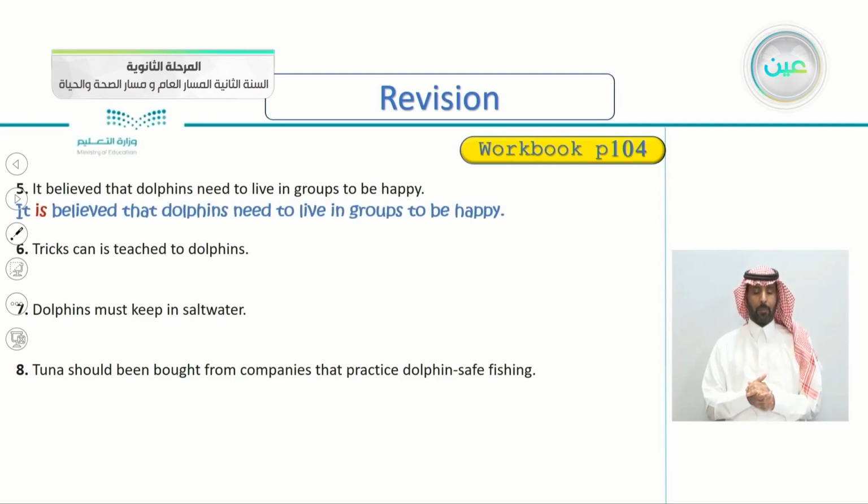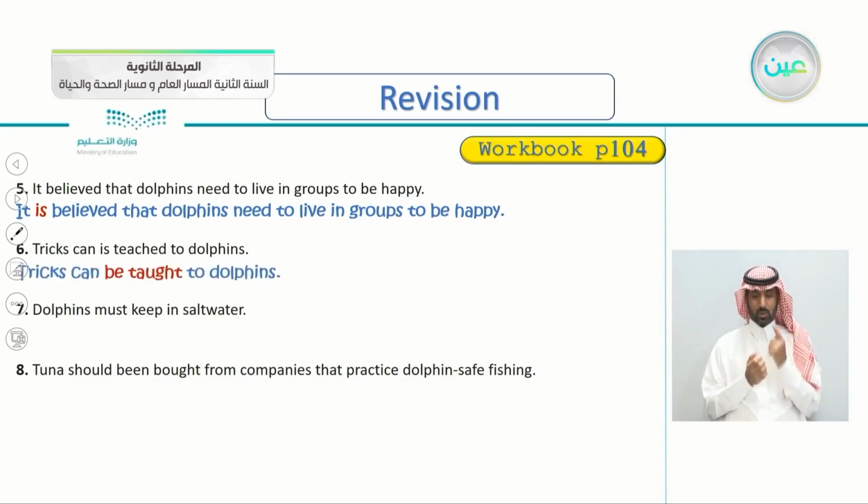Yes, very good. It is believed that dolphins need to live in groups to be happy. Number 6, "Tricks can is teached to dolphins." I think you've noticed the chaos here. So what's the correct version? How do we correct it? Yes, tricks can be taught. We don't say "is," we write "be," and we don't say "teached," we say "taught," because it is be and the past participle.